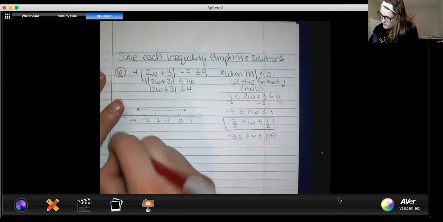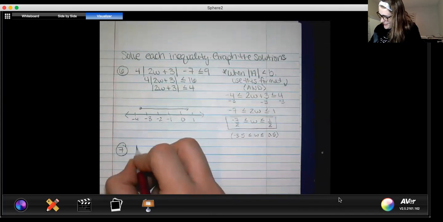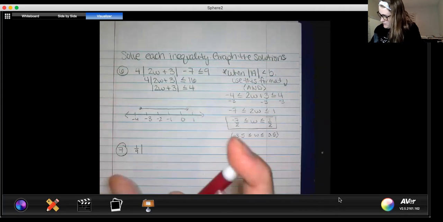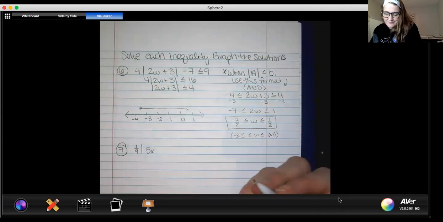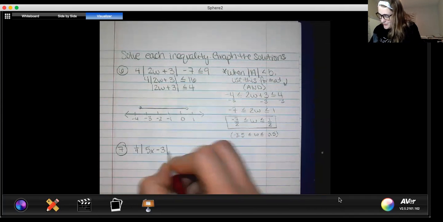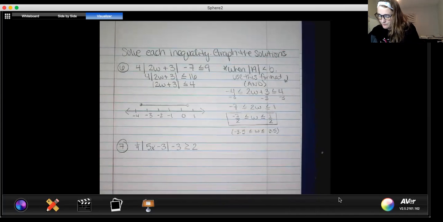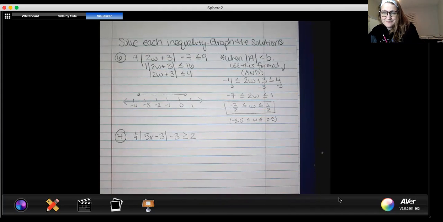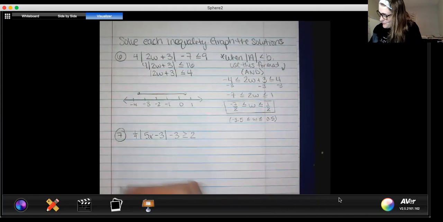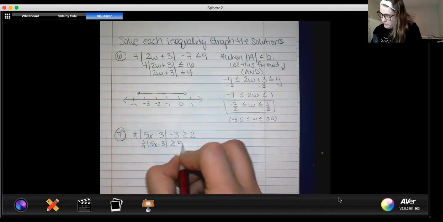Number 7: 1/9 times the absolute value of 5x minus 3 is greater than or equal to 2, minus... I kind of drew the circle over the number. So first thing we have to do is isolate it. Go ahead and pause it and isolate. I hope you paused. So we add our 3, so we have greater than or equal to 5.